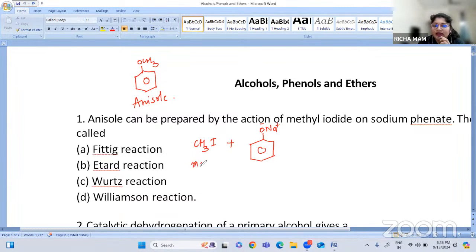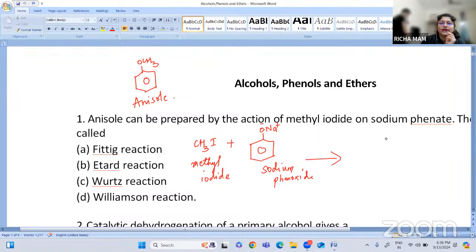So this is methyl iodide. When you react methyl iodide with sodium phenate, or sodium phenoxide, what do you get? You get anisole. So how do you get this anisole? This is OCH3. What will happen is that it combines with your Na.